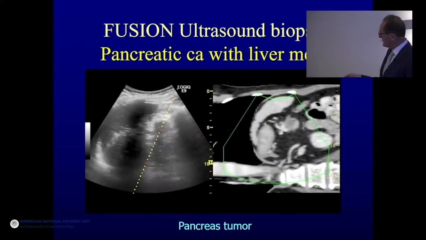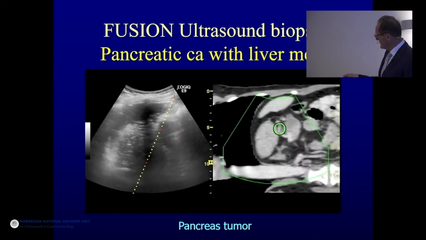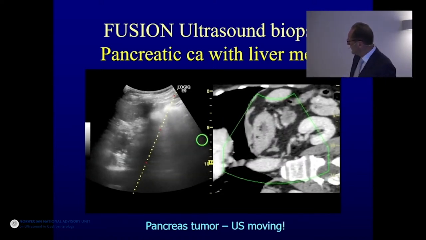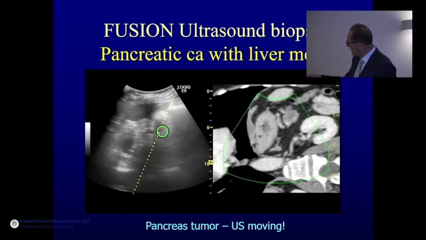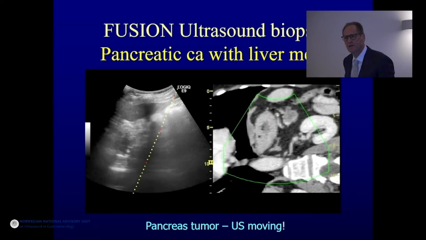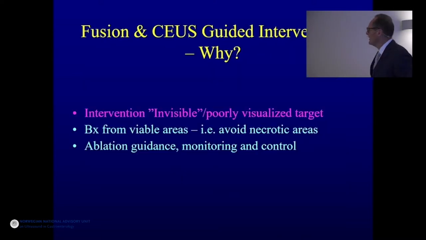Then we take a biopsy from the pancreas. You can see the lesion in the pancreas is here, on CT here. Now when you do the biopsy, you can appreciate that the needle is in the pancreatic lesion and it's moving up and down. Of course, the CT is not moving because the CT is history, not going on for real now. This is just to show how it works.